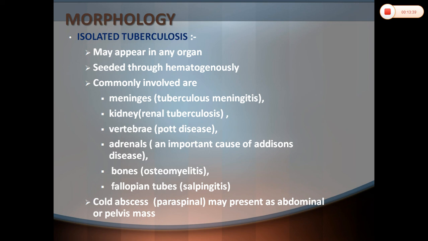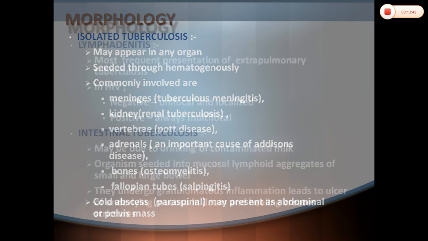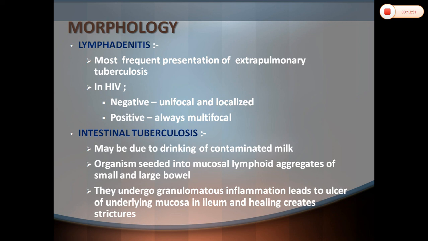If it spreads to the fallopian tubes, it is called tuberculous salpingitis, or it can cause a cold abscess, which is paraspinal and may present as an abdominal or pelvic mass. And lymphadenitis is the most frequent presentation of extrapulmonary tuberculosis. And how this lymphadenitis presents in HIV, you will see here. In HIV negative patients, this lymphadenitis is unifocal and localized. In positive patients, it is always multifocal.